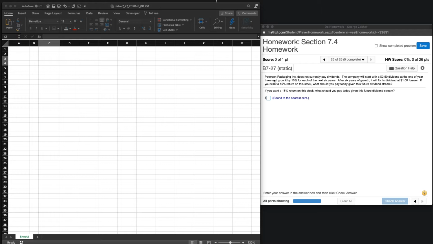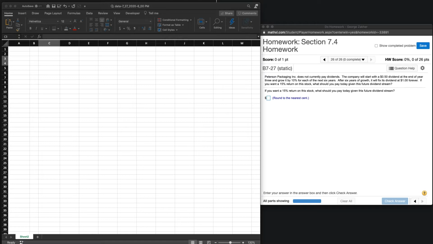So here we have a company that doesn't currently pay dividends. The company will start to pay dividends, starting at 50 cents at the end of year 3, and it'll grow it by 10% for each year for the next 6 years. Now after the 6 years of growth, it will fix its dividend at $1 forever. If we want a 15% return on the stock, what should we pay today given this future dividend stream?